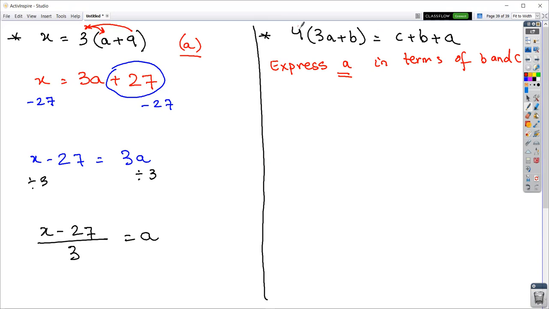I'm going to start with the basic thing, which is to expand the bracket. To expand it, we have 4 times 3 would be 12a, plus 4 times b would be 4b, where the right-hand side stays the same. Now we see that we have the a on the left-hand side, and we have the a on the right-hand side. We're going to do the inverse so that I would have the a on one side. Here, the left-hand side has 12a, the right-hand side has just a.